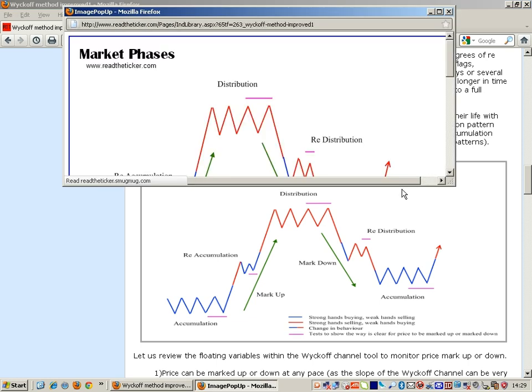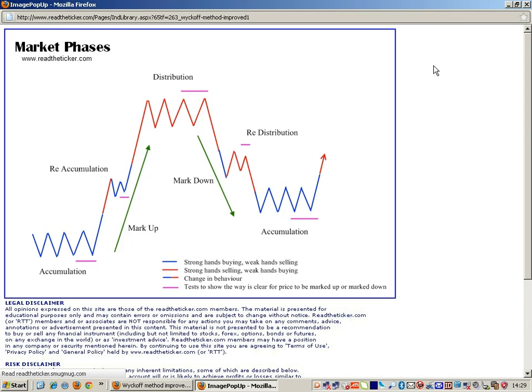Today I'd like to talk about Wyckoff 2.0. Here we have the standard Wyckoff market phase chart. And we really have two types of action. We have the vertical action, either up or down, and sideways actions of either accumulation and distribution.